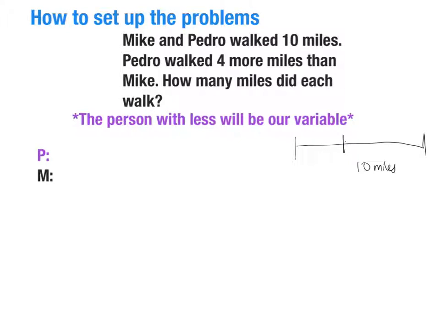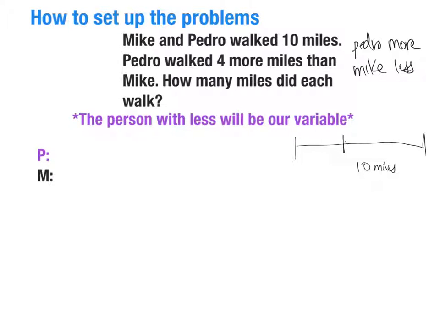So looking at this, let's focus on the black words. Who walked more, who walked less? That's what I need to know. Pedro walked more. Okay, so Pedro walked more. All right, so these aren't on your paper, so we're just watching. That means that Mike walked less. Now purple, look at purple. The person with less will be our variable.